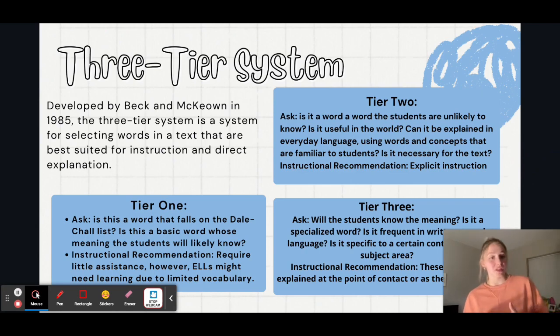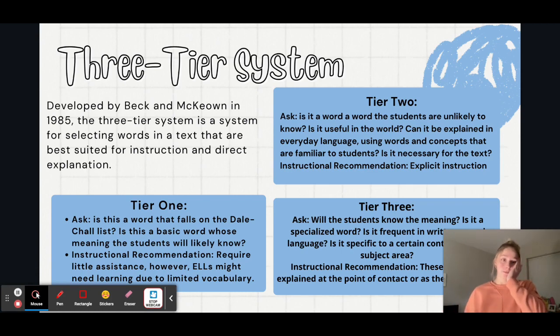So, how do we choose these words? How do we decide what words we're going to teach and what we're not? Well, somebody came up with a 3-tier system. It was developed by Beck and McKeown in 1985. And this system is for selecting words in a text that are best suited for instruction and direct explanation. So it's categorized into 3 tiers.